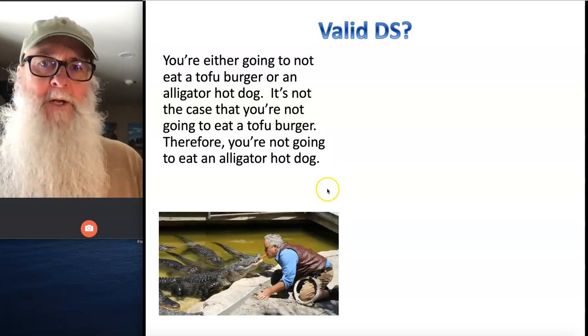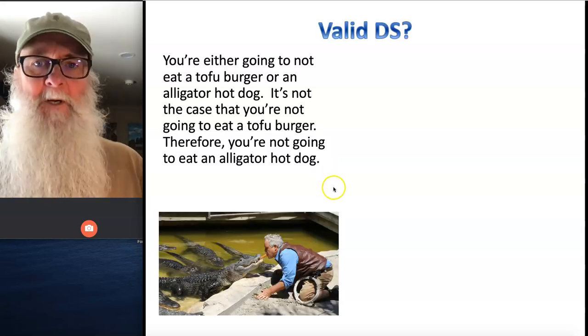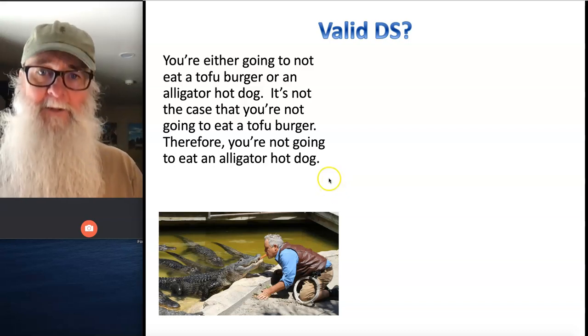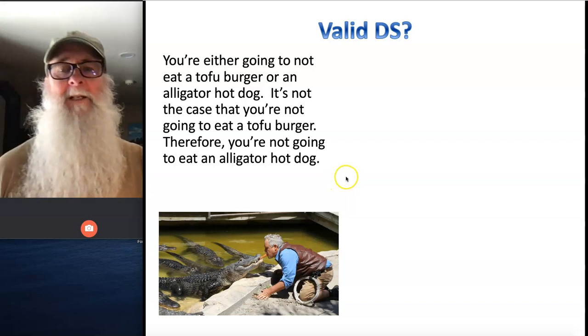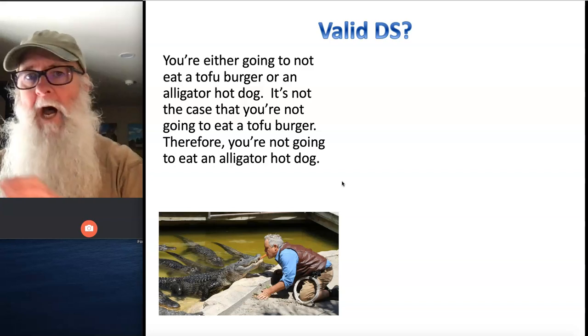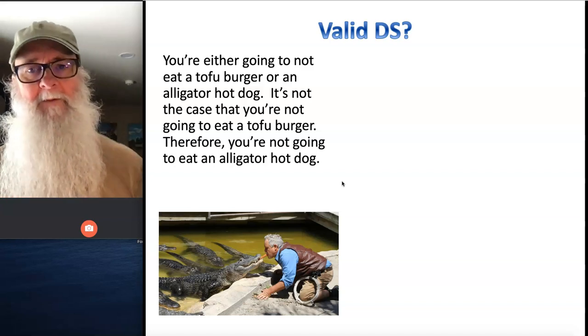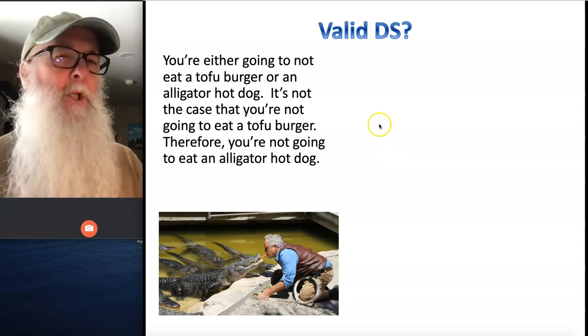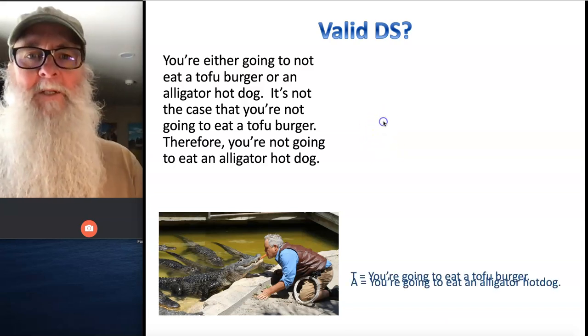So here's an argument. You're either going to not eat a tofu burger or an alligator hot dog. It's not the case that you're not going to eat a tofu burger, therefore you're not going to eat an alligator hot dog. Now, this argument's kind of tricky to make sense of because there are all these nots in it. So we're going to represent this argument symbolically and look to see if we can figure out what's going on in it.